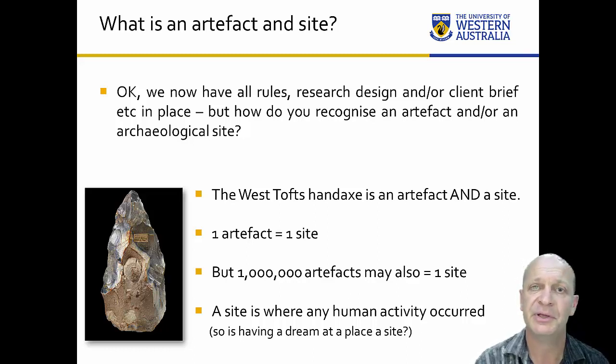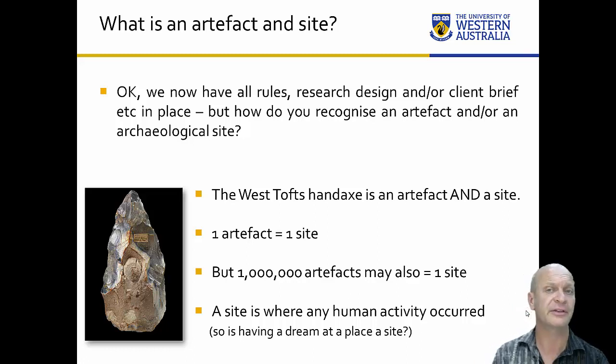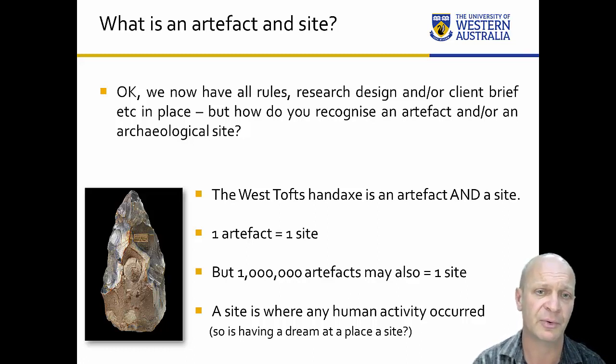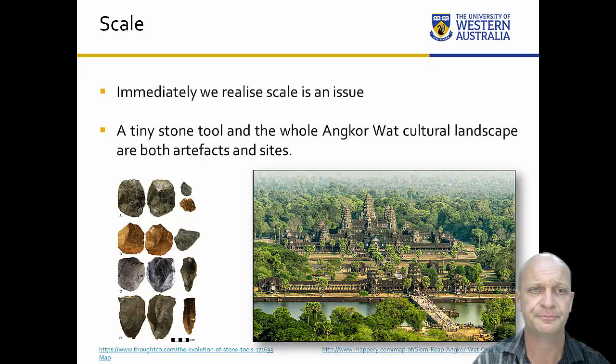Although technically it can be where someone has had a dream. Biblical references, the Islamic literature, some of these dreams are foundational to the formation of those religions, but that dream leaves no trace. So that site is unknown unless it's through oral history or been recorded in some other way. So where you have an artifact, you have a site. So you need to identify the artifact first.